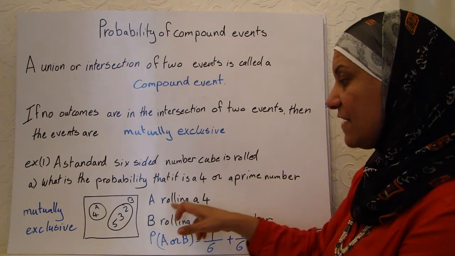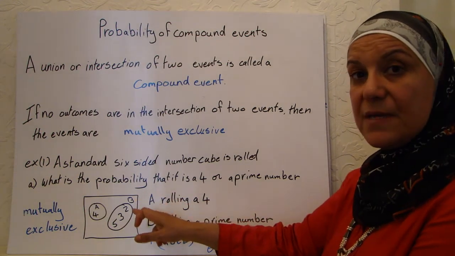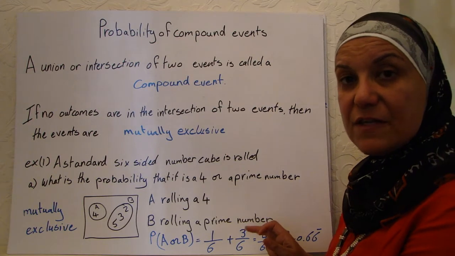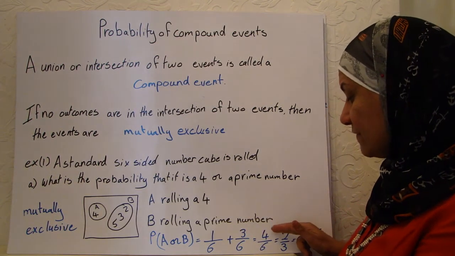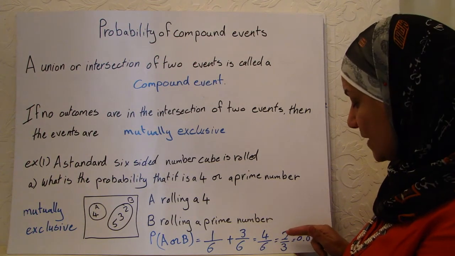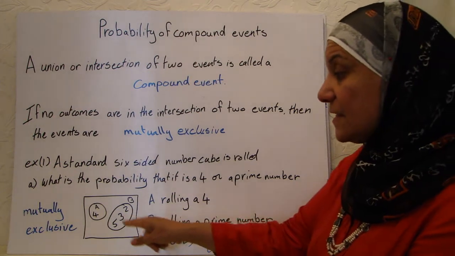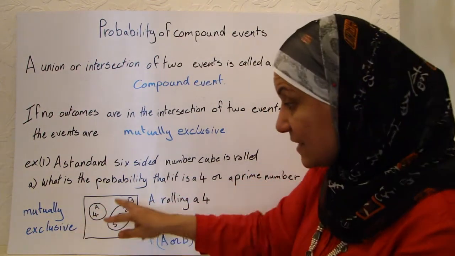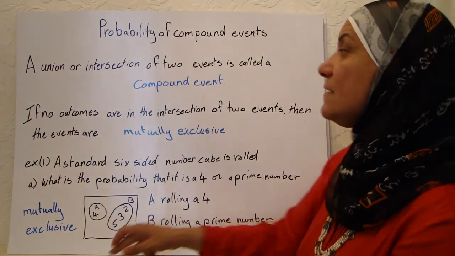The probability of having event A is 1 over 6. The event of having B is 3 over 6. Then the total of having both of them, A or B, I'm going to have 4 over 6, which is 2 over 3, which is 0.66. This is when they are mutually exclusive. What does mutually exclusive mean? There is no intersection. In the intersection part, there is nothing.